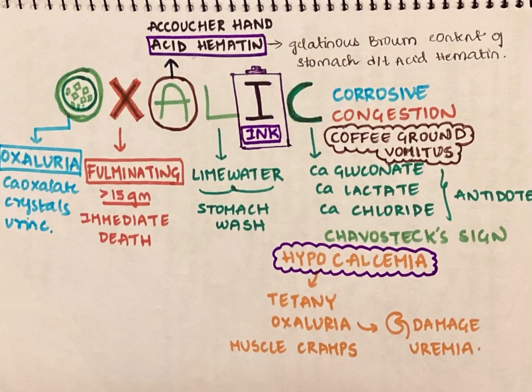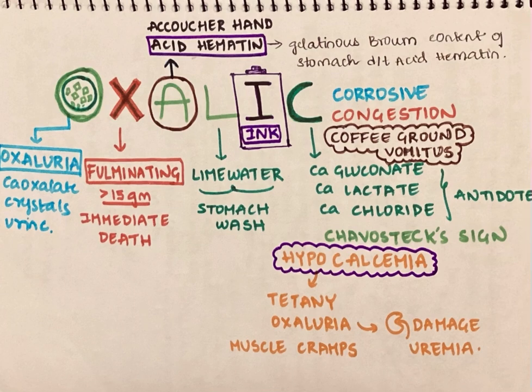L stands for lime water. In case of treatment of oxalic acid poisoning, you'll do the stomach wash with lime water. So that is why L stands for lime water, and I stands for ink. The main use of oxalic acid is in forgery. What do you mean by forgery? Forgery is illegally removing ink signatures. In case of any land issues or court issues, they'll try to illegally remove the signatures using oxalic acid. So I stands for ink. It is used in forgery.